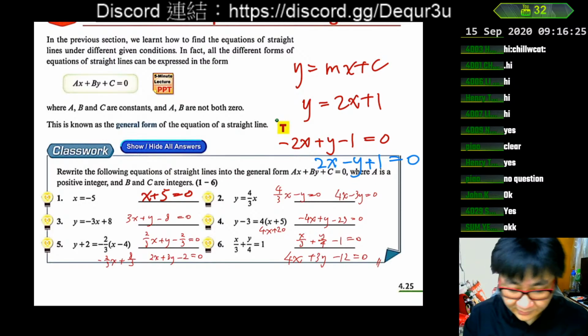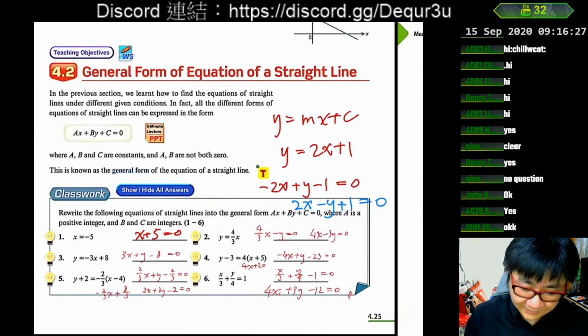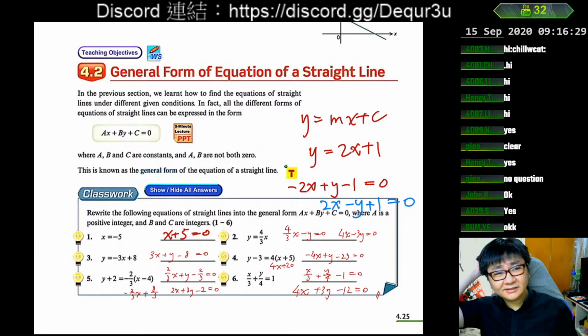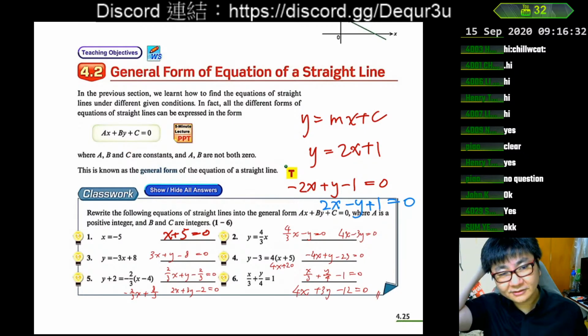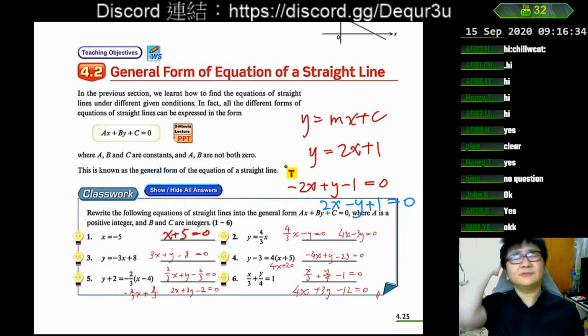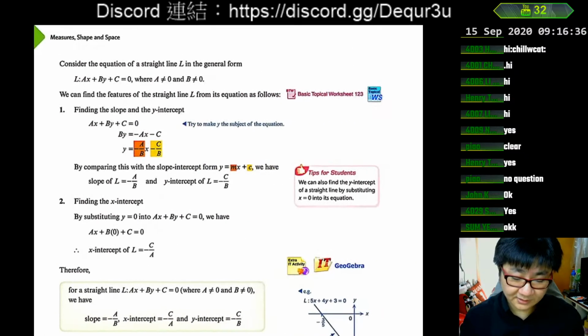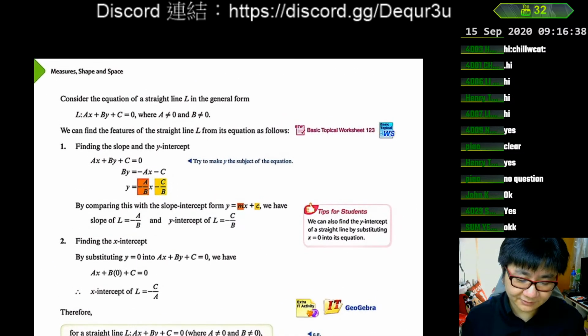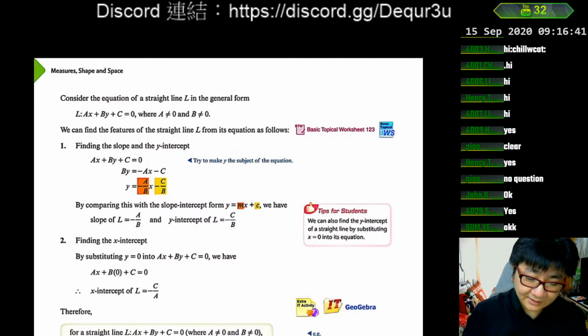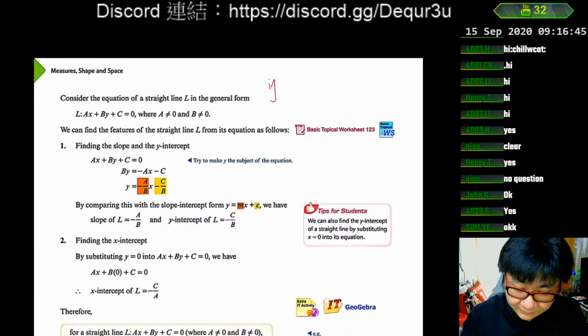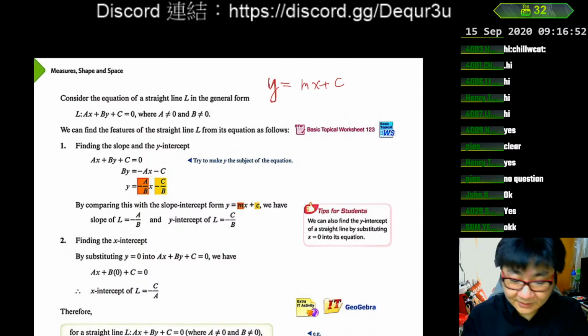Alright, that's it. So this is about general form, and next we would like to see if we can read some information from the general form. And this part I will try to follow a bit from the textbook. So how do we read information from the general form? We understand that last time we talked about the y subject, that is y equal to mx plus c. And if y equal to mx plus c, then we know this is the slope, and this is the y-intercept.